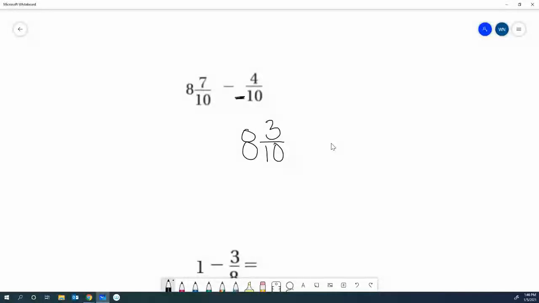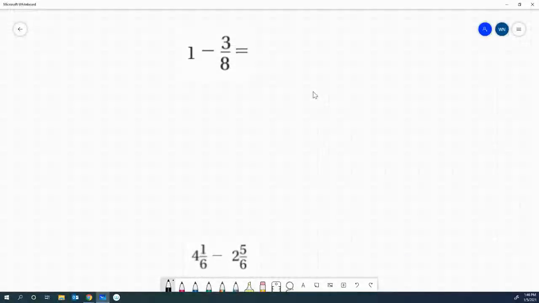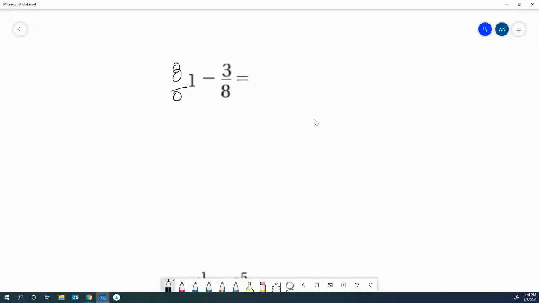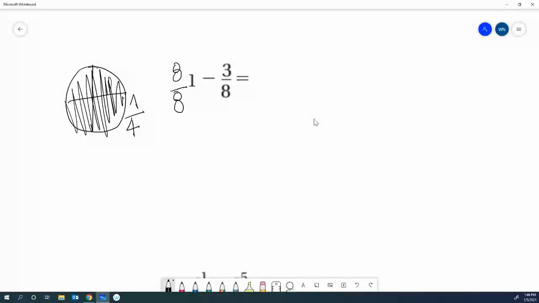Let's jump into one a little bit more challenging. 1 minus 3/8. We start with our fraction, but there is no fraction. Remember that 1 always equals a fraction where the numerator and denominator are the exact same number. Because let's say I have a pizza divided into 4 parts, so the denominator is 4. If I shade all 4 parts in, if I ate all 4 parts, I would have 4 over 4, or 1 whole. So 1 would also equal 8 over 8.